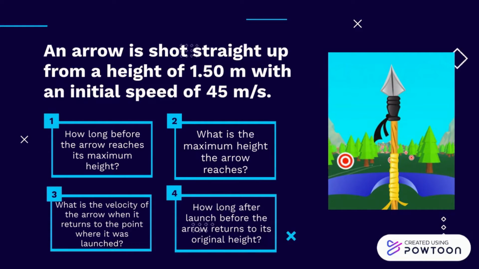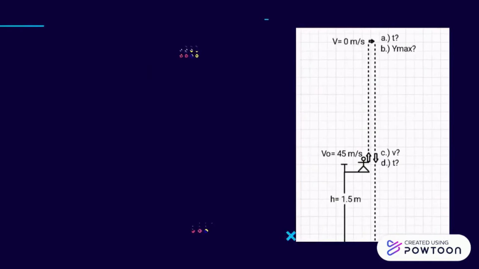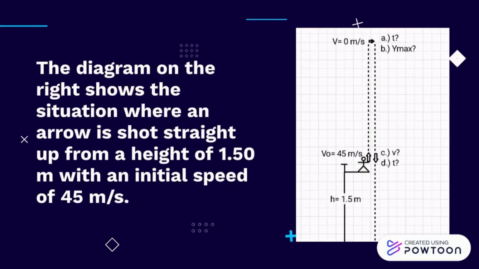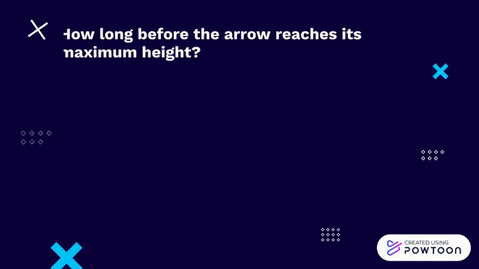In problem number 4, we are given the initial velocity, which is 45 meters per second, and the height from where the arrow was shot, which is 1.5 meters. In order to find the unknown values, the right formulas should be used. With that being said, the formulas we need to use in this problem are the following.